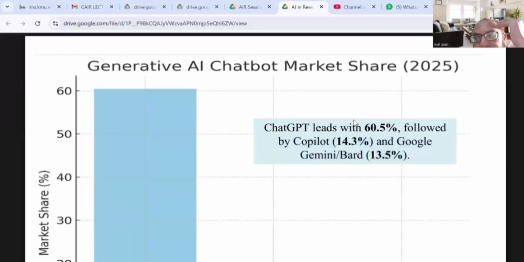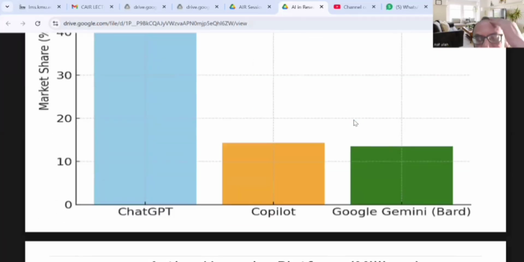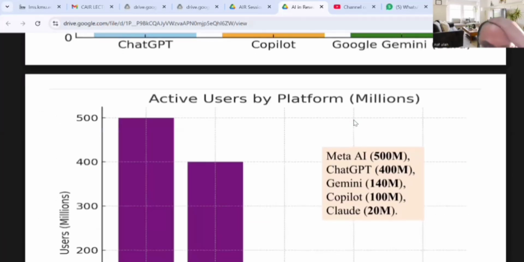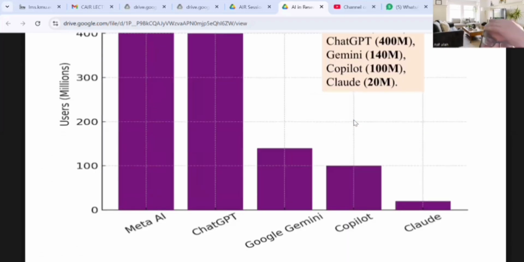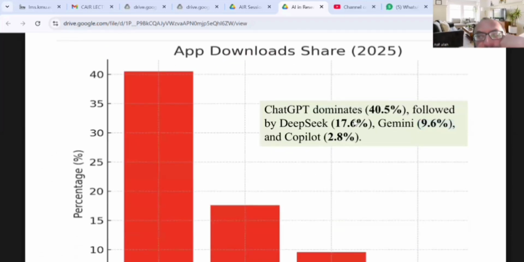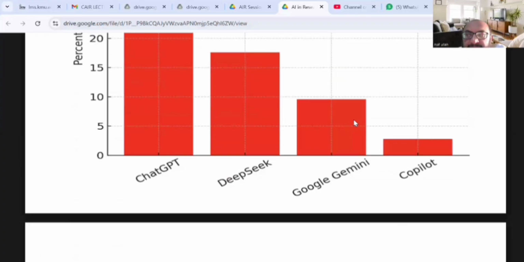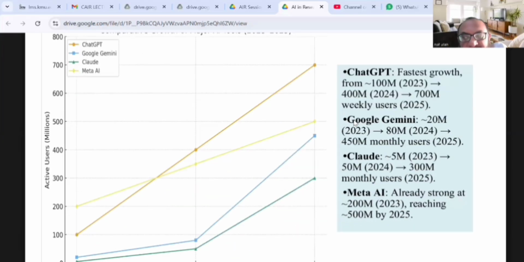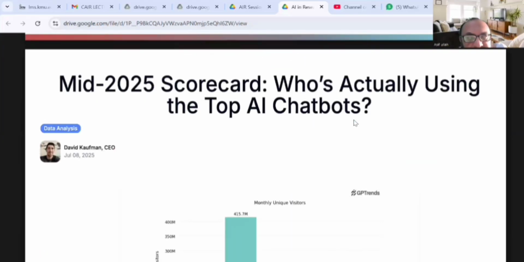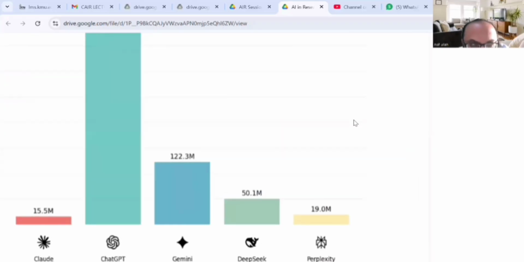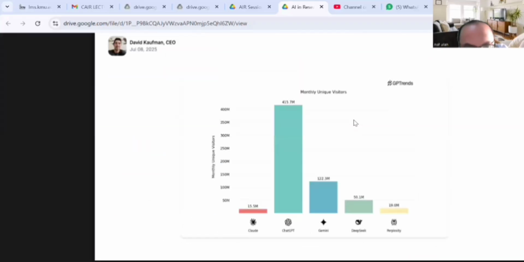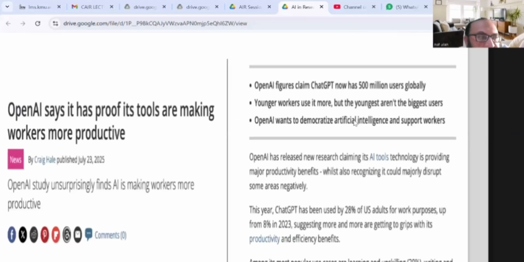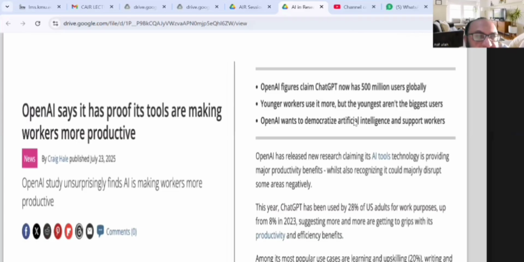Generative AI chatbot market share: ChatGPT clearly outpaces Copilot, Google Gemini, and Bard. In active users at the moment, Meta AI is followed by ChatGPT, Gemini, Copilot, and Claude. In app download share, ChatGPT is followed by DeepSeek, Gemini, and Copilot. ChatGPT is ahead in fastest growth, followed by Gemini, Claude, and Meta AI. So among AI chatbots, the top is ChatGPT, followed by Gemini, DeepSeek, with Perplexity and Claude holding equal shares. OpenAI says it has proof its tools are making workers more productive.